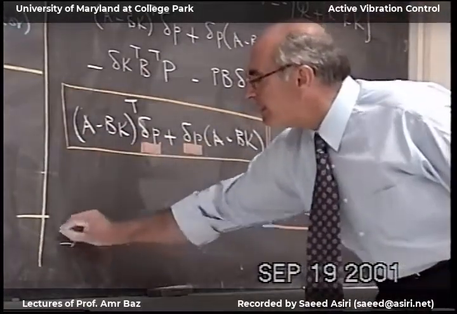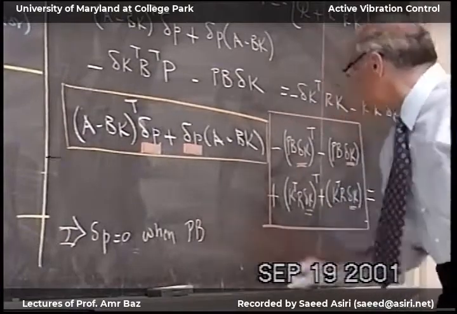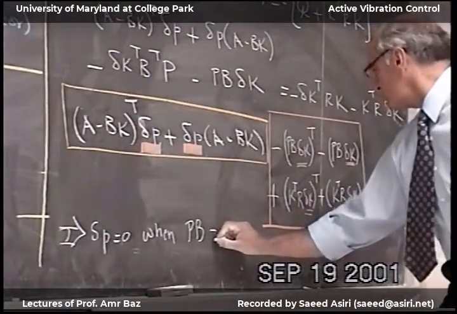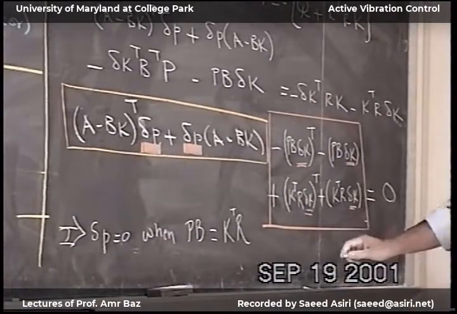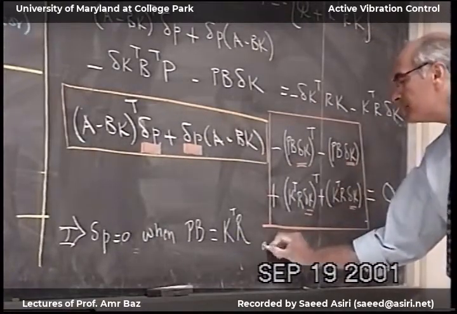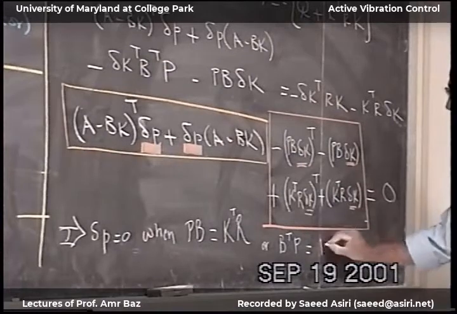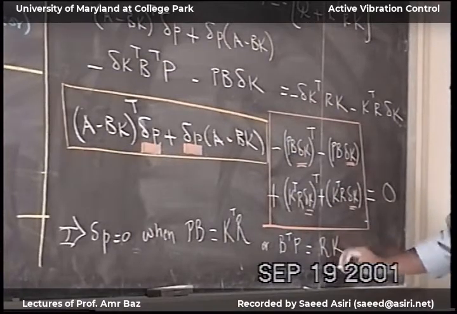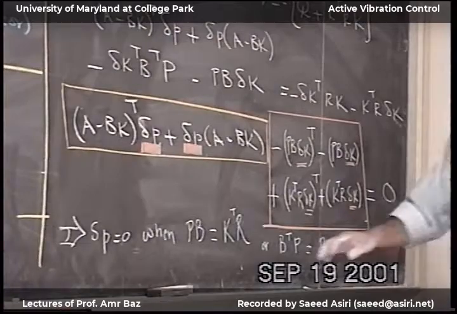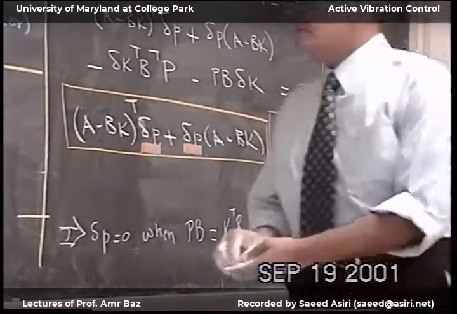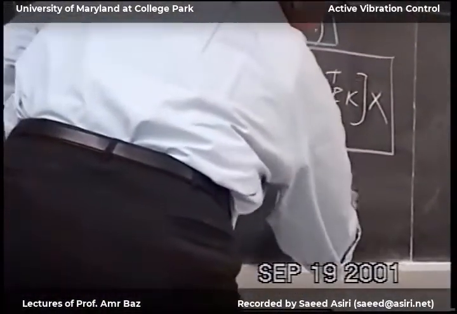So now here, del p is equal to 0 when P B is equal to K transpose R. Or I'm interested in K. Or I can transpose this, so this will be B transpose P is equal to R and K. Or K is equal to R inverse B transpose P.